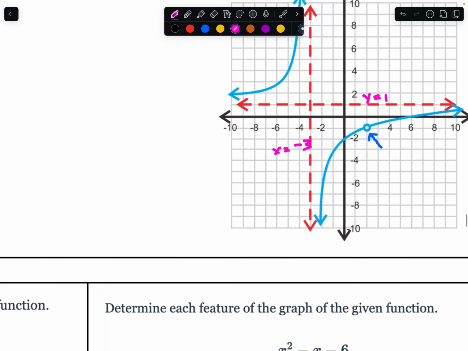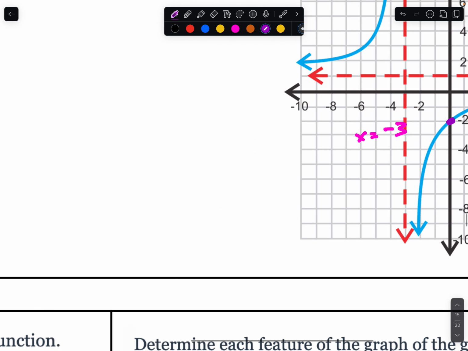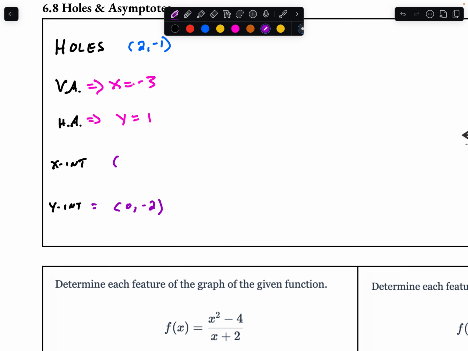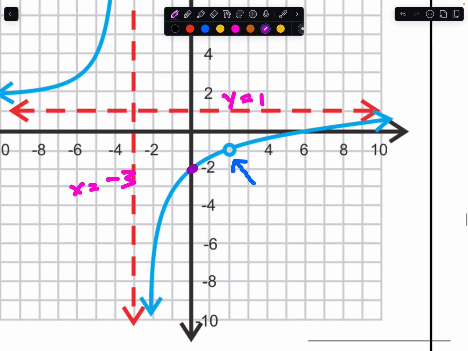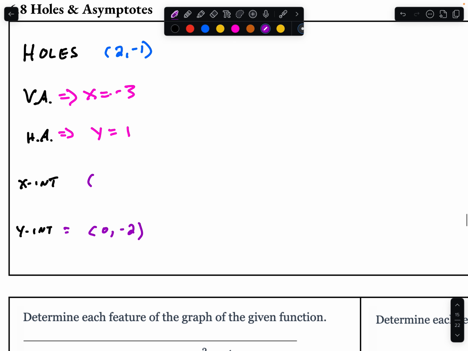And then if we take a look at some other information here, I can see that right there is our y-intercept, right? So our y-intercept is at 0 comma negative 2. And then our x-intercept hits over here at 6. So we can say our x-intercept is right here at 6 comma 0.